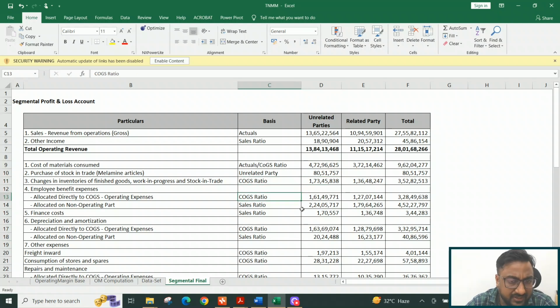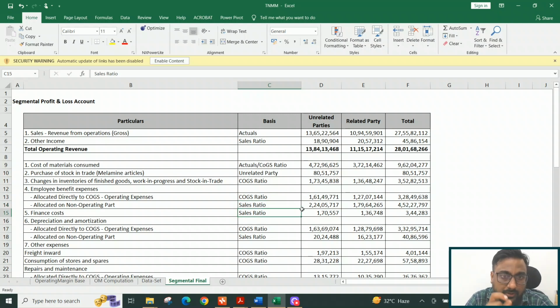Then employee benefit expenses. If the employees were directly related to factory operations, the allocation is on COGS ratio, and for the admin employees, such as admin, sales and HR, I have taken sales ratio.